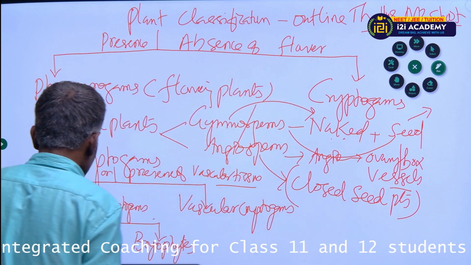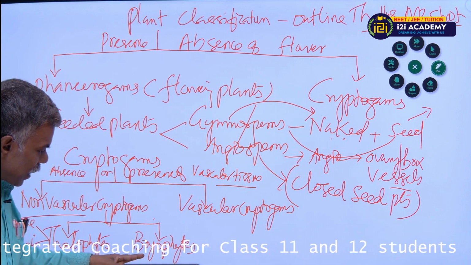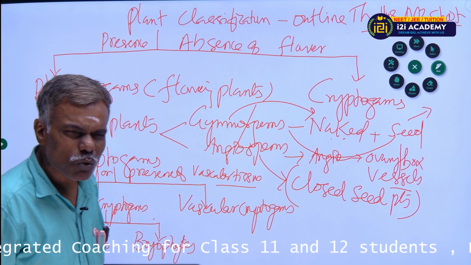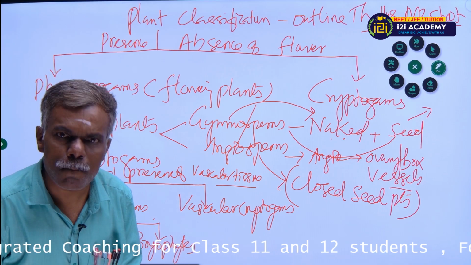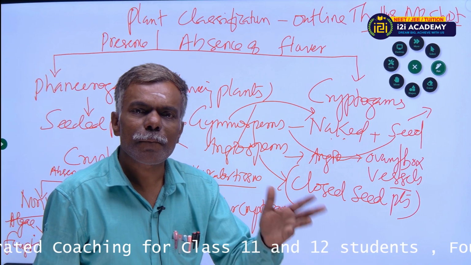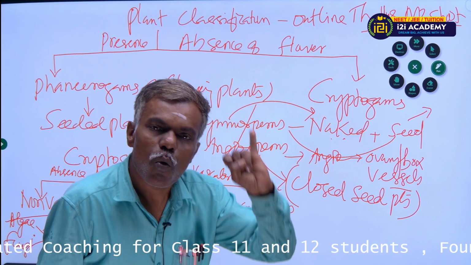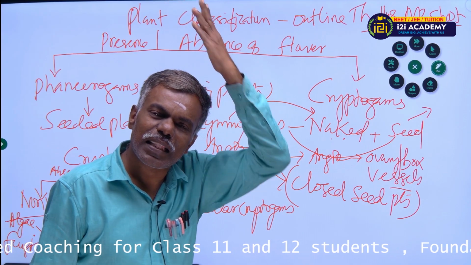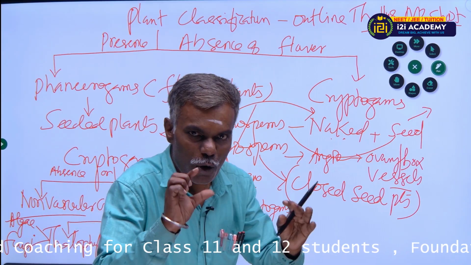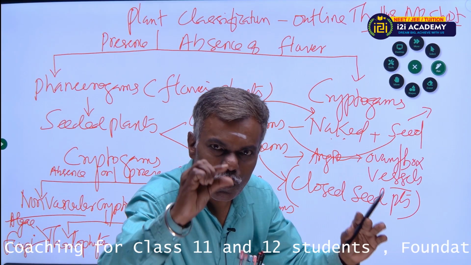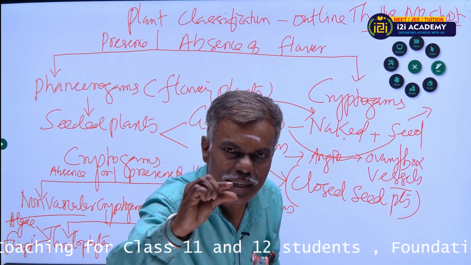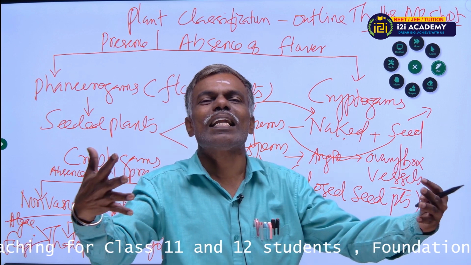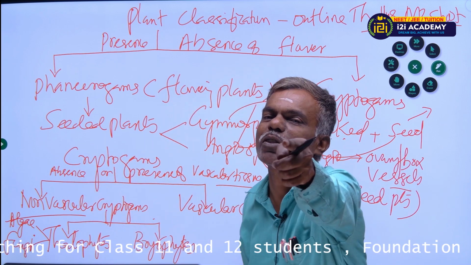Next, bryophyte. Bryophyte is also an example of non-vascular cryptogams. What is the vascular tissue? Vascular tissue means xylem, phloem, cambium. Xylem conducts water and minerals in upward direction always. That is called ascent of sap. Phloem is another vascular tissue. They can conduct food in both upward and downward directions. The xylem and phloem are collectively called vascular tissue.